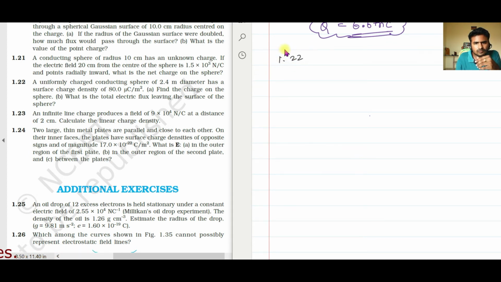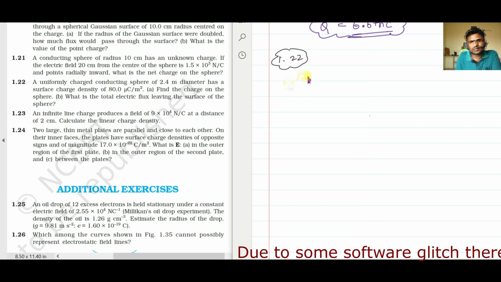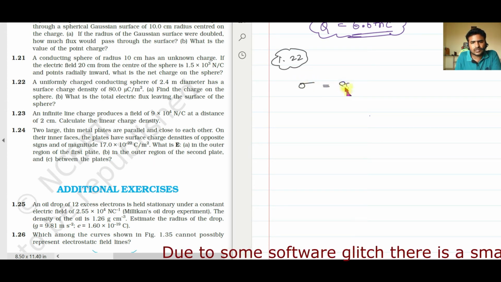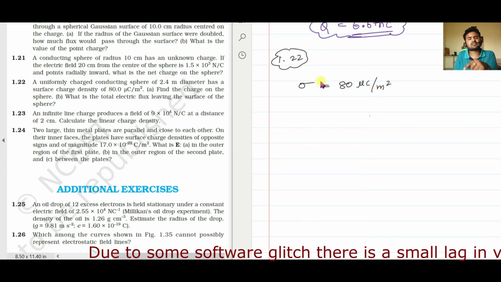1.22. It says that a uniformly charged conducting sphere of 2.4 meter diameter has a surface charge density of 80 microcoulomb per meter square. Find the charge on the sphere and the total flux leaving the surface of the sphere. So now they have given the surface charge density. How much is that? 80 microcoulomb per meter square. This is the surface charge density.